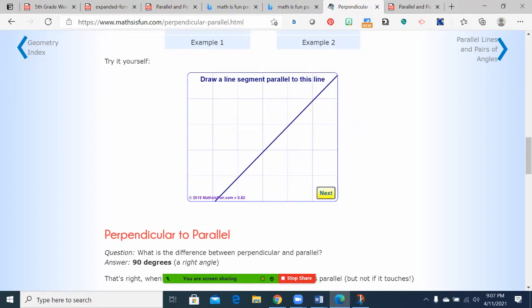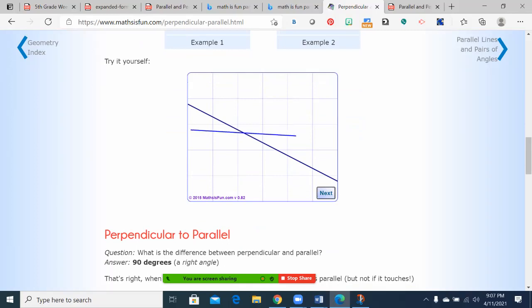Let's draw a line segment that's parallel. Right now, see, I intersected. It's clearly not parallel. It touches. But now I have an angle, and there you go. It does give you a little leeway. In theory, this line should never touch.